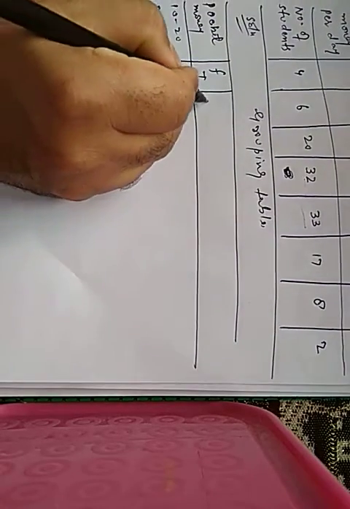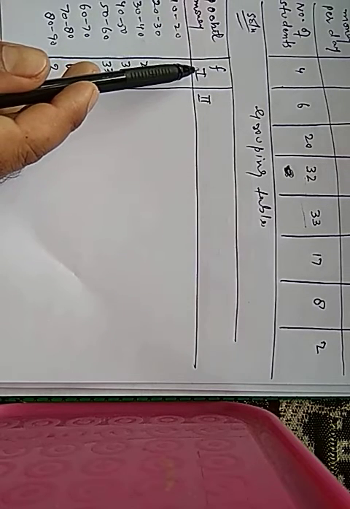Now in the second column, we add the frequencies in twos and mark, or encircle, the highest frequency. But before that, we have to mark the highest frequency in the first column, that is in the given frequencies. In these frequencies, the highest frequency is 33, therefore we will encircle it.